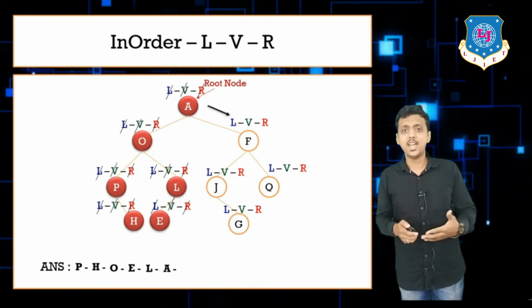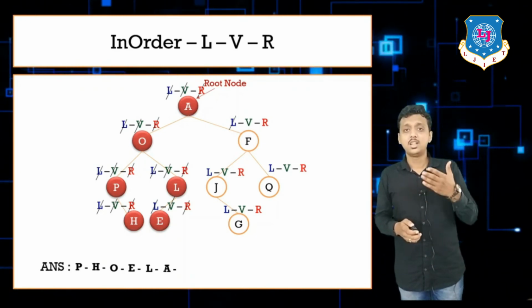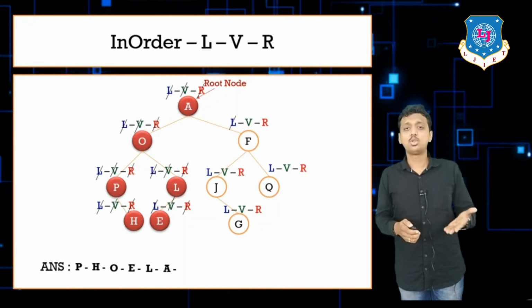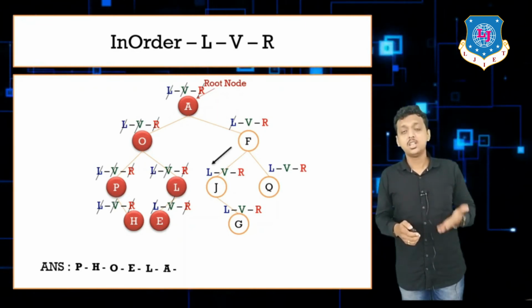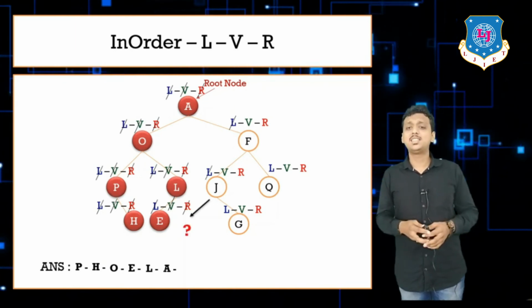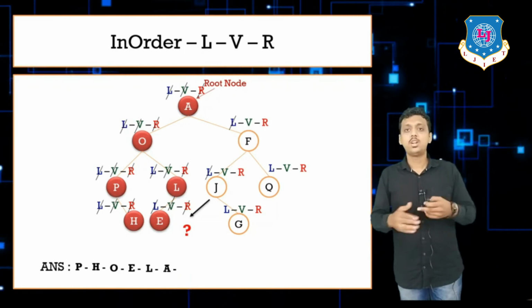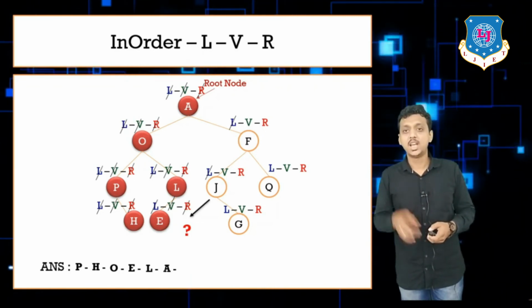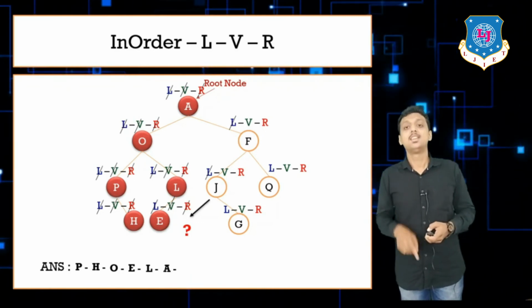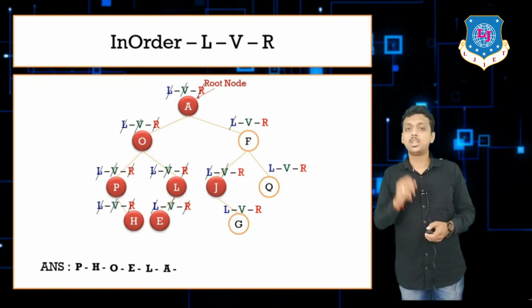Our node is F. So that means you need to just do the left side. Okay, cut down L, move towards the left side. That is J. So again left side, cut down L, move towards the left side. Is there anything remaining on the left of J? No, students. So what is the remaining operation? That is V. After L, we need to perform V. Okay, that's why write down visit J, write down into the answer.